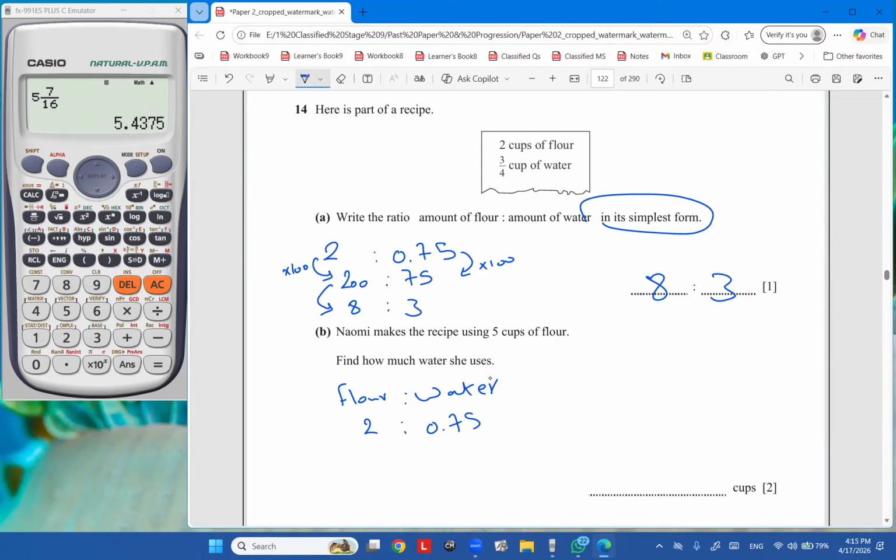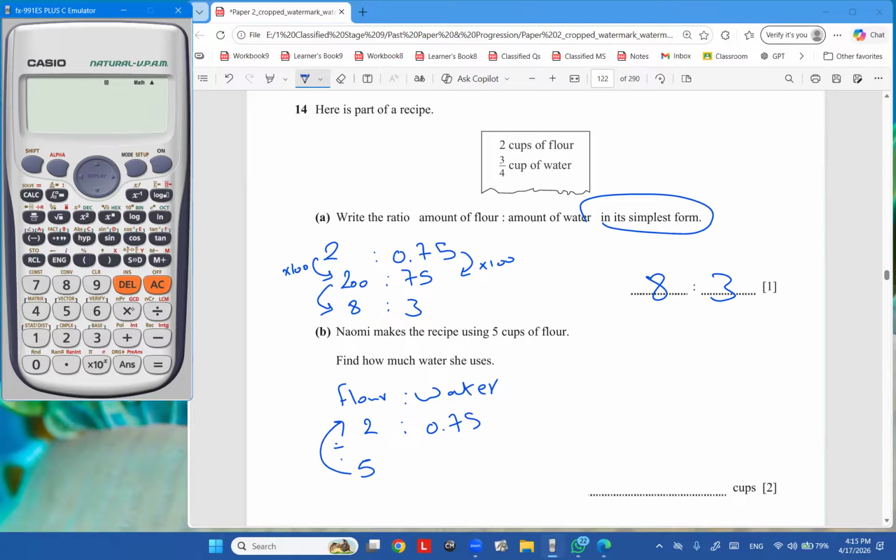Find how much water is needed if she has 5 cups of flour. So to do this, we go 5 divided by 2, then multiply by 0.75. So 5 divided by 2, then multiply by 0.75 is going to give you exactly 1.875 cups.